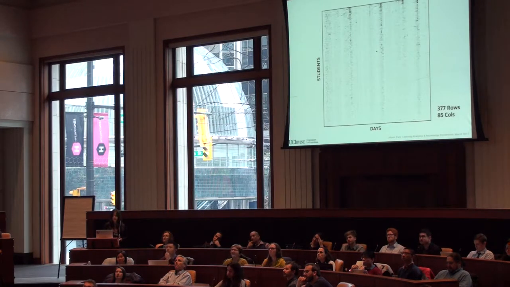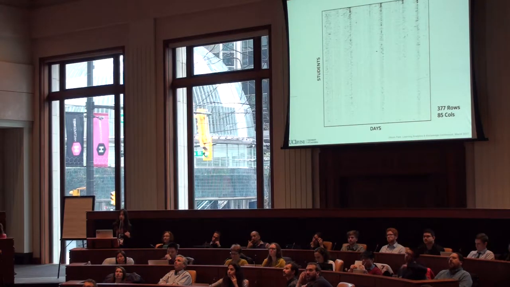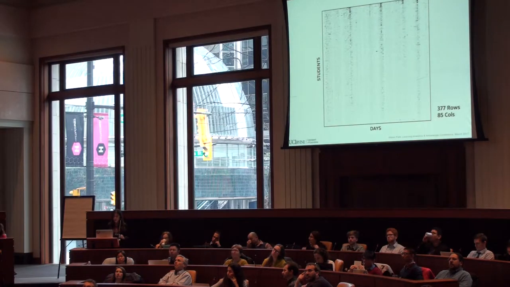I'll show you another picture. This matrix shows the number of click events per day for each student, where each row is a student and the columns are the days. So there are 377 rows which correspond to each student. So using this plot, we can actually get the previous bar plots by taking the average by the column.